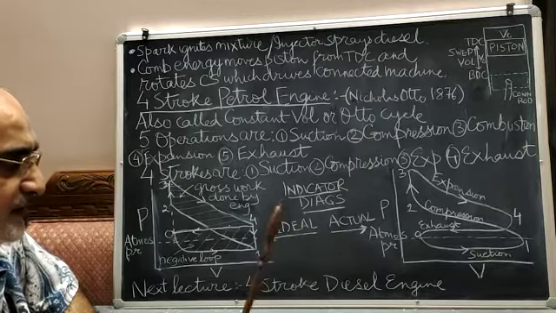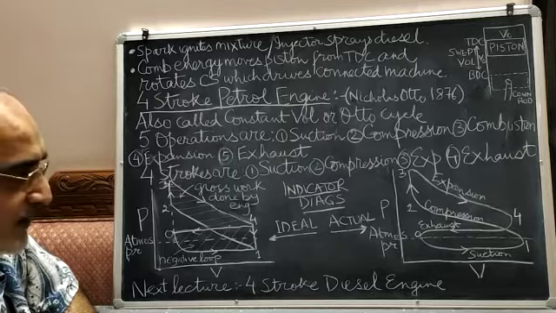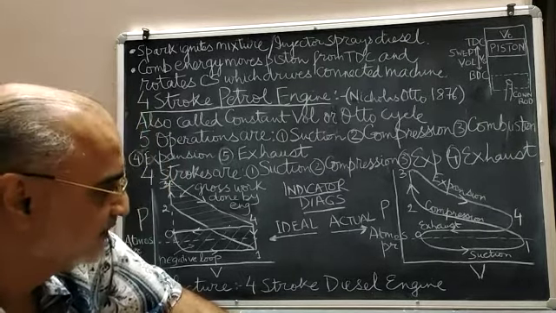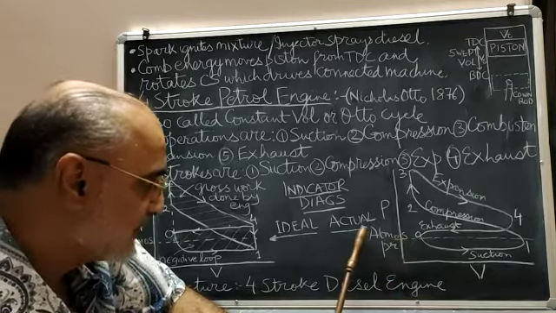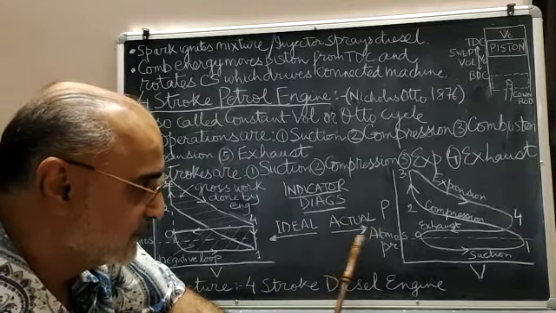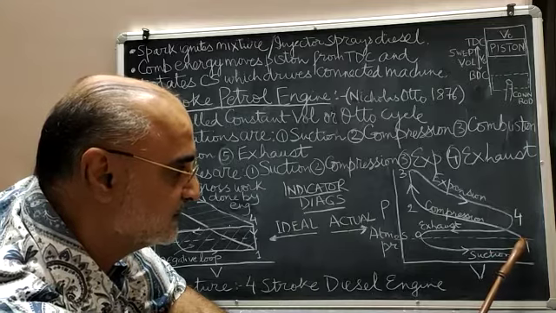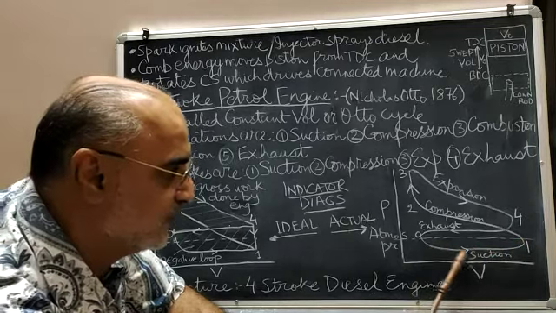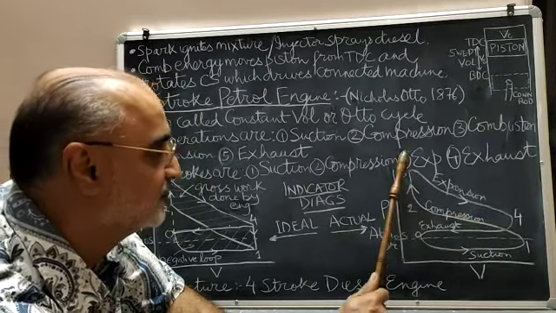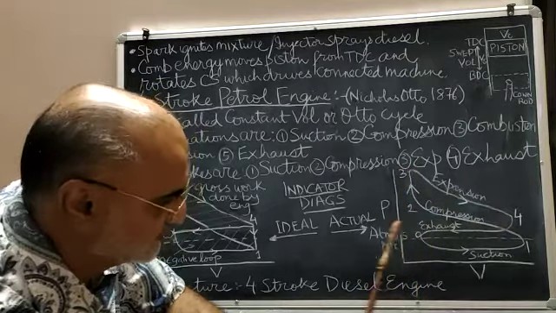Now this is the ideal indicator diagram, which it should be, but in reality it is not so, because of the reasons which I have already stated. So the actual indicator diagram, when they plot it in a research laboratory, will be 0 to 1 suction, 1 to 2 compression, 2 to 3 power stroke, expansion and exhaust.